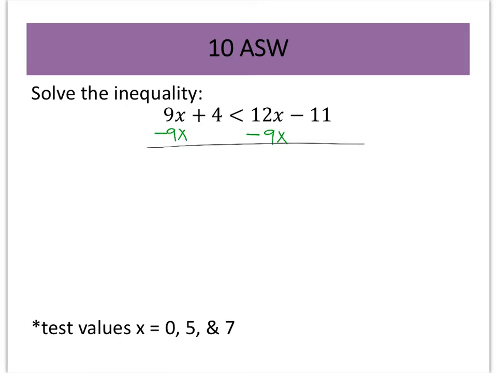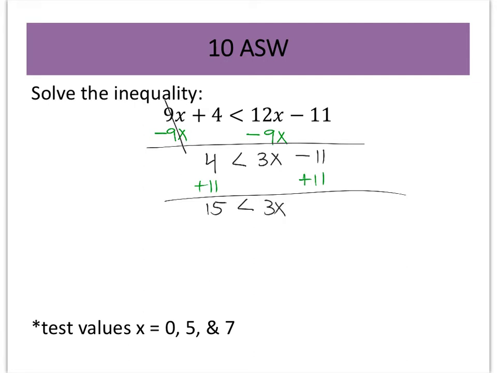Combining only the like terms, that cancels out, and we're left with 4 is less than, 12 minus 9 is 3x minus 11, and then I have to add 11 to both sides, so plus 11, and we get 15 is less than 3x. Then we'll have to divide by 3. Now I'm not dividing by a negative, I'm just dividing by regular 3. So 5 is less than x.